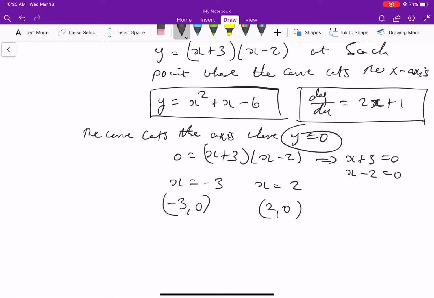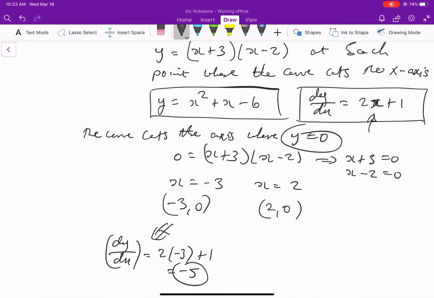And at each of those points, they're asking us for the gradient. Well, we get the gradient of a curve from the gradient function. You can clearly see that the gradient function depends on x. So every time you plug in a different value of x, you get the gradient of the curve at that point. So when x is minus 3, dy dx is equal to 2 times minus 3 plus 1. This gives me a value of minus 5. And the other one, when x is 2, dy dx is equal to 2 times 2 plus 1.